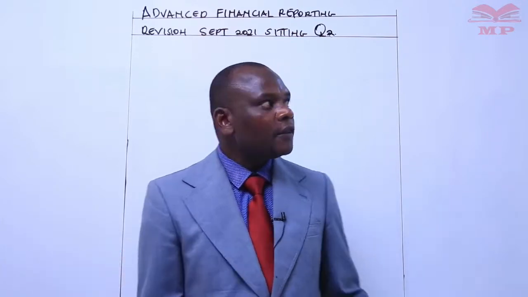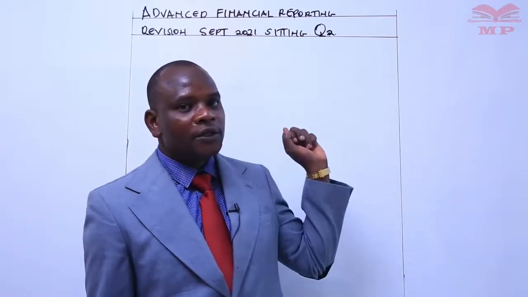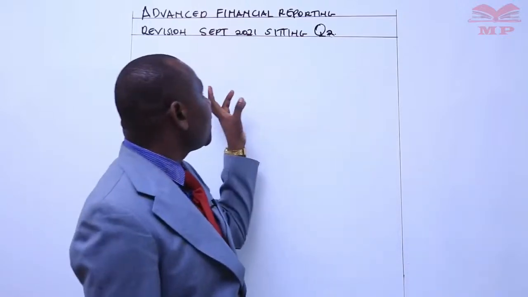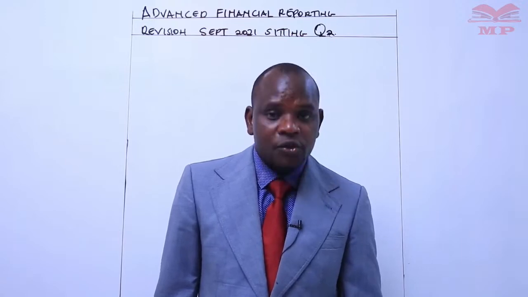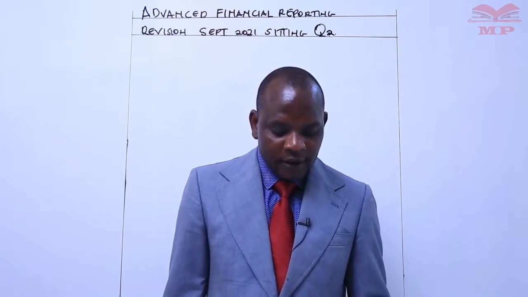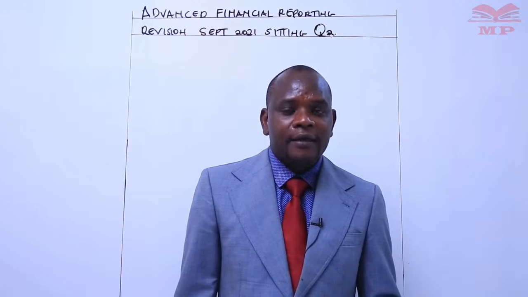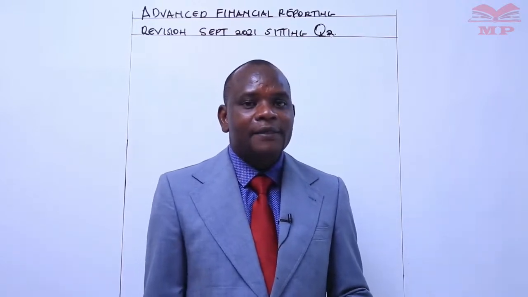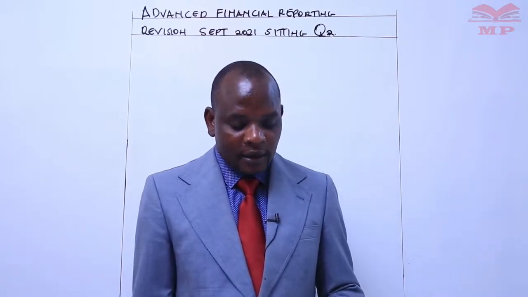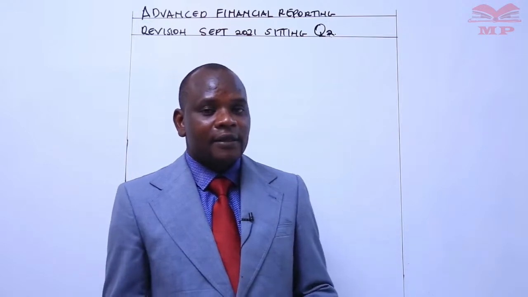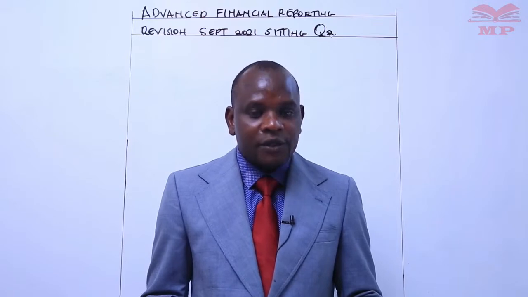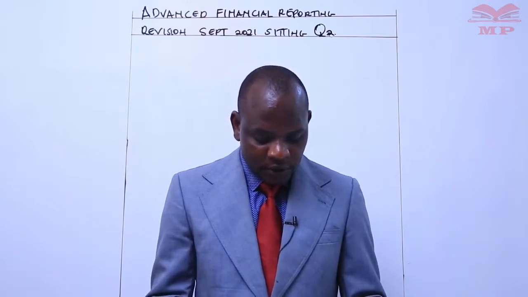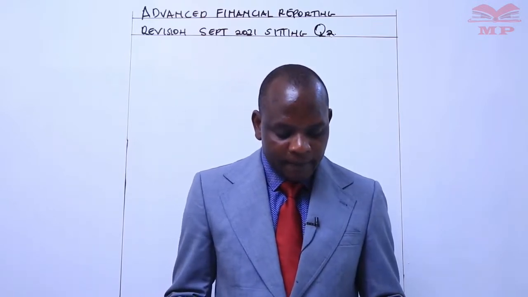We are proceeding with revision for September 2021, Advanced Financial Reporting. We're going to go to question 2, which is testing your understanding on earnings per share, that is IAS 33, and IFRS 8, that is segmental reporting. I'll read the question and then we answer it together.